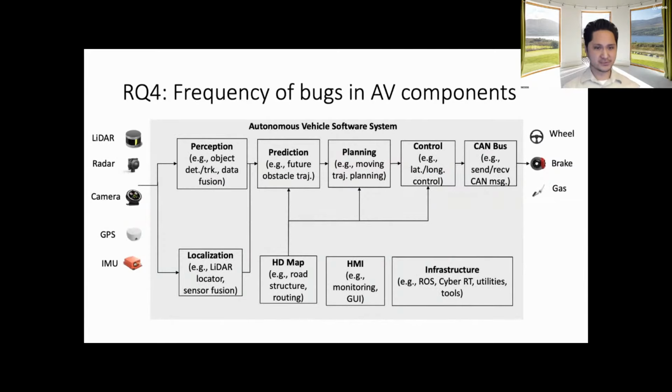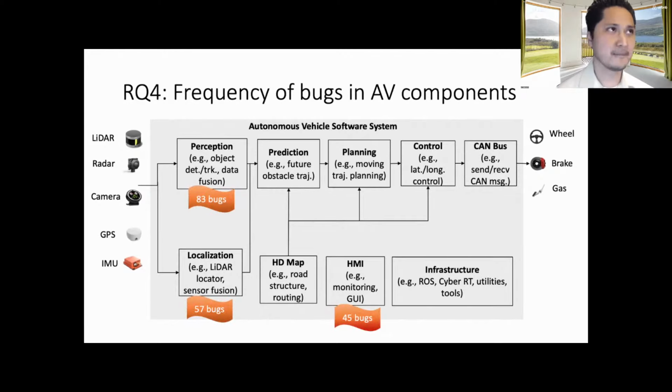Another interesting research question I'll focus on is the frequency of bugs in AV components. This question is particularly important because it can help researchers and practitioners focus their efforts on specific components for future research or for maintenance activities. So what I'm going to do next is highlight the more buggy components of autonomous vehicle software systems.